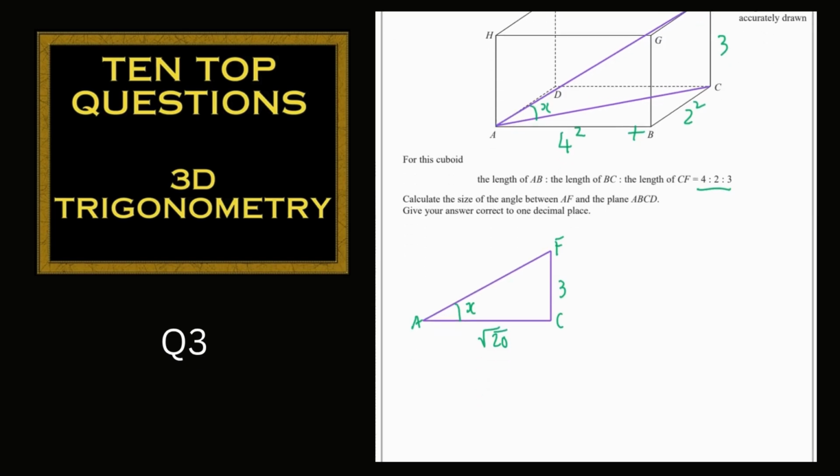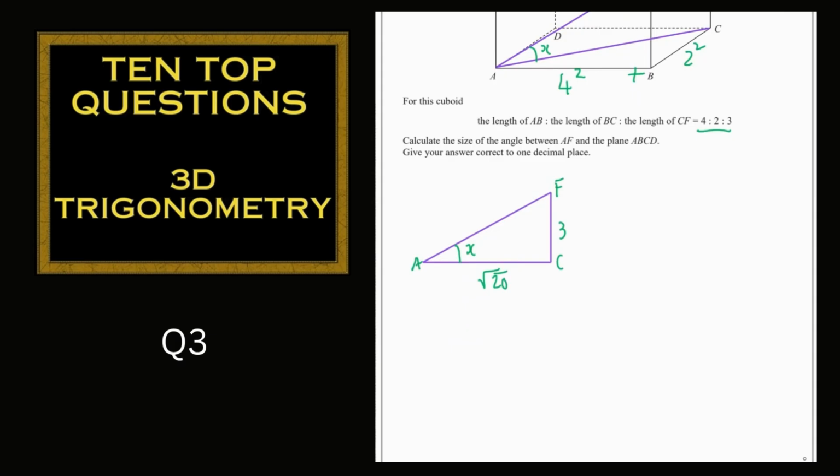But now we're done. All the 3D stuff is done. It's now back to 2-dimensional. Opposite and adjacent. Hypotenuse is useless. It's another TOA. We want an angle.